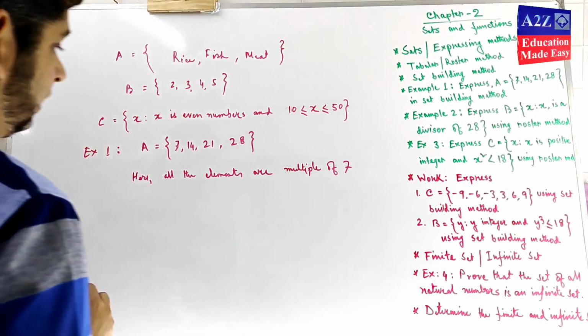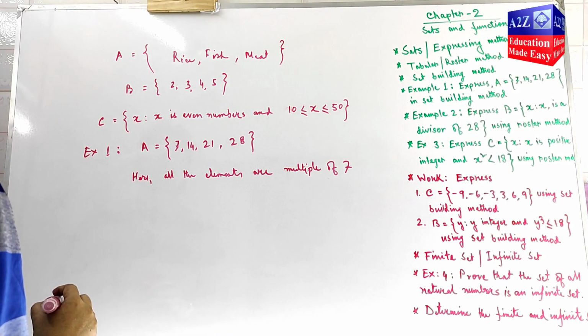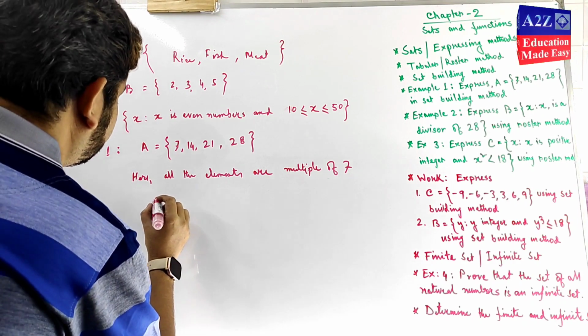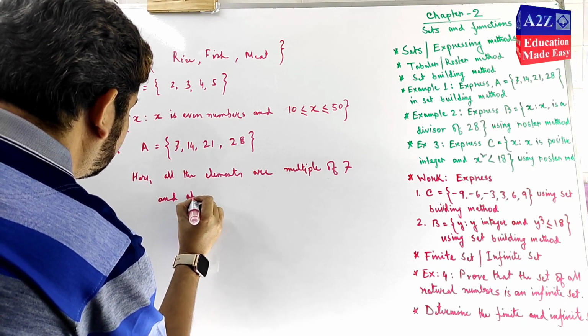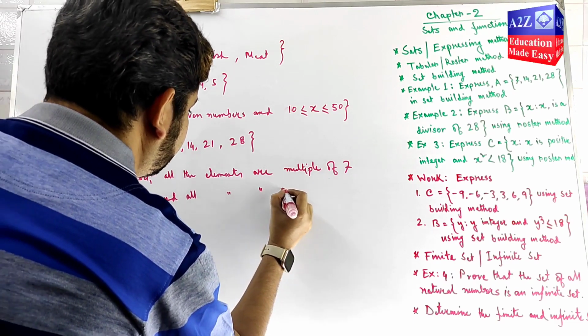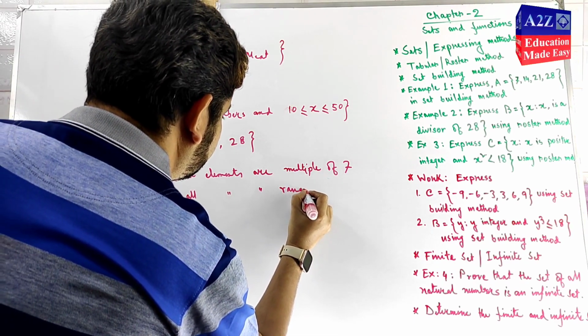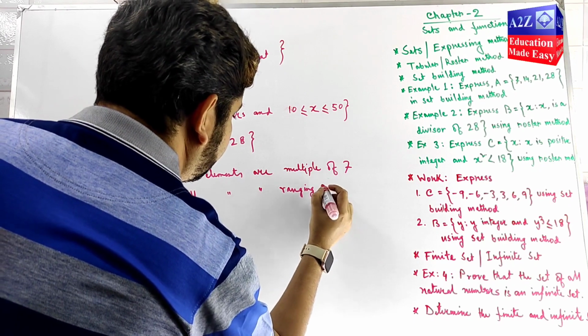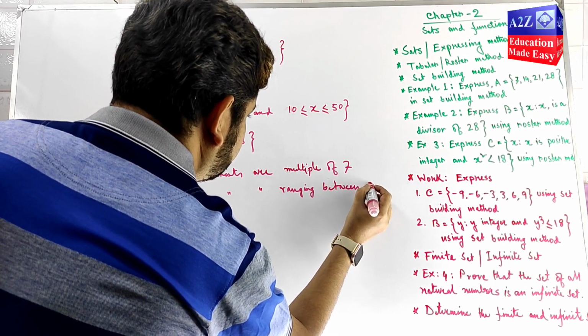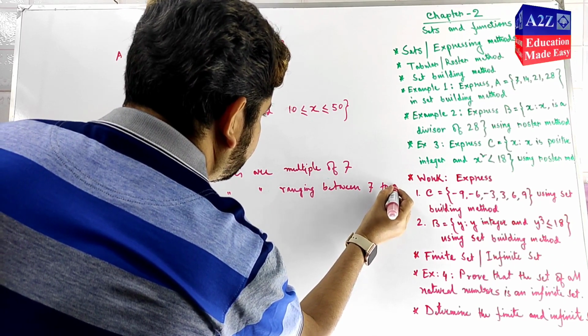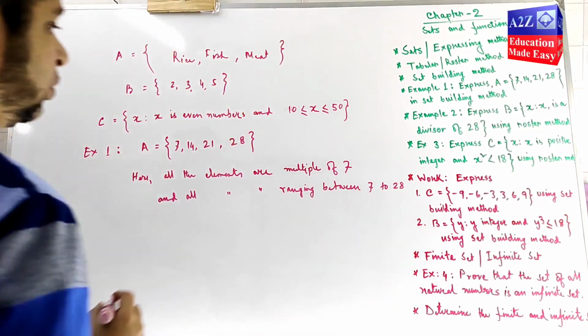Multiple of 7. What is the second property? The second property is that all the elements are ranging between 7 to 28. So these are the two common properties.